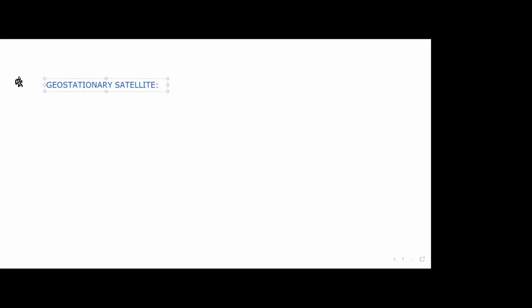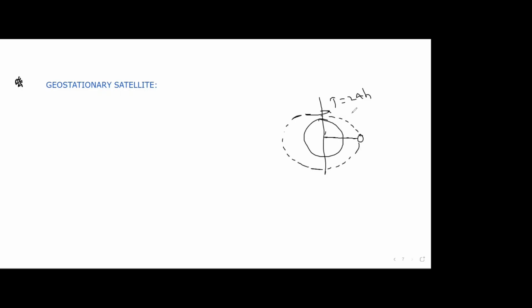Geostationary satellite means with respect to Earth, it always looks like what? Stationary. Earth revolves around its own axis, and how much time does it take? 24 hours. If a satellite is launched at a particular distance from the center of the Earth such that its time period is also equal to the time period of the Earth, then it always looks stationary. This kind of satellite is called a geostationary satellite.